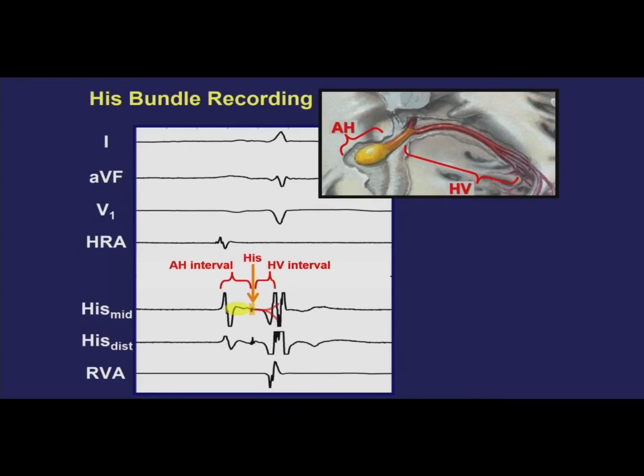So these are the standard measurements that are part of every EP study that you should learn to make, and the reason why we measure it at those locations, the AH and the HV.